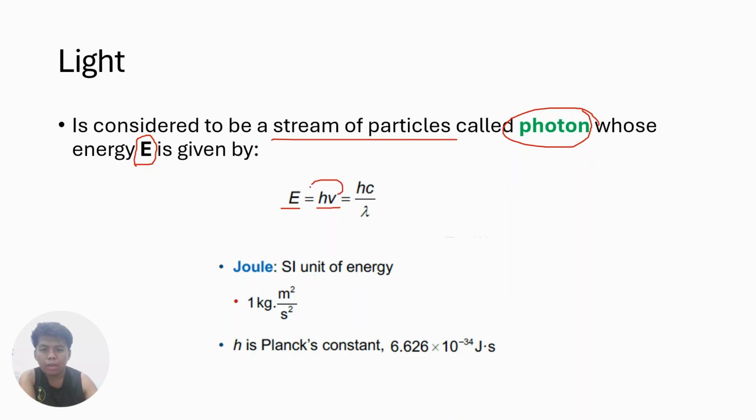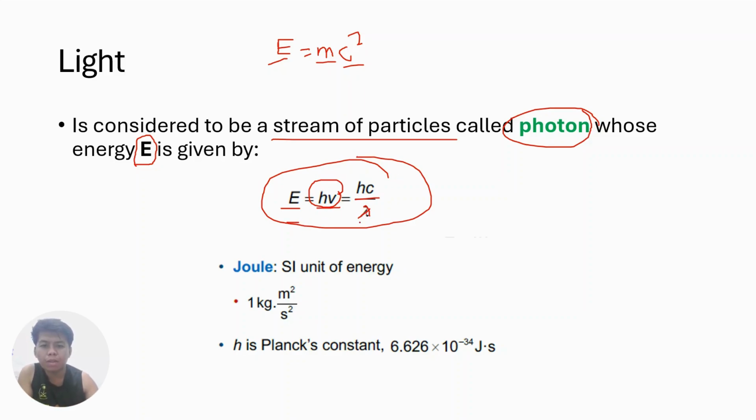This hν, the Planck's constant multiplied by our frequency, is just equal to the Planck's constant multiplied by the speed of light over wavelength. Famously, in Einstein's equation, we express E = mc², where E is the energy, m is the mass, and c is the speed of light. Now, this is another form in respect to the Planck's constant.